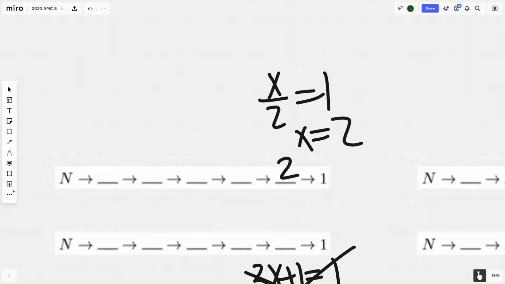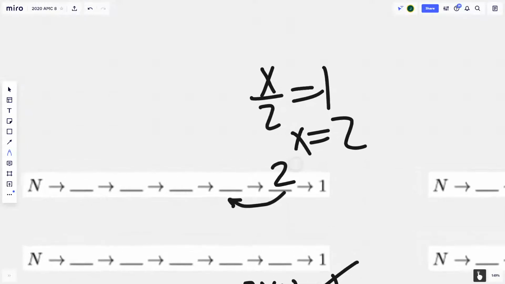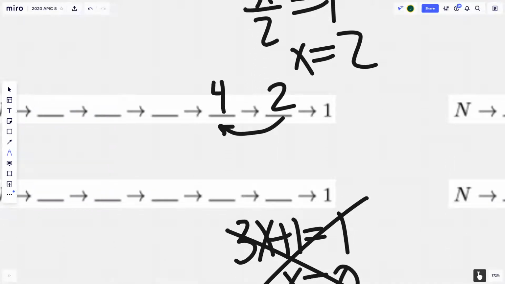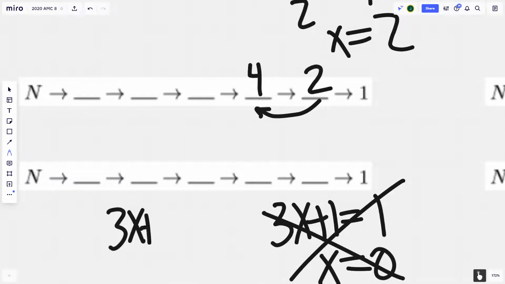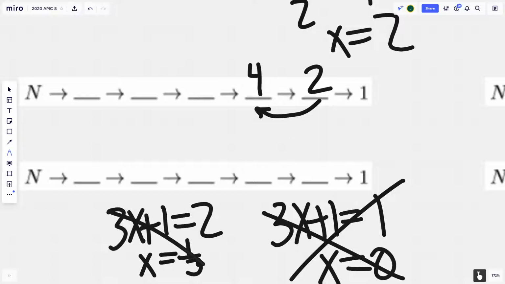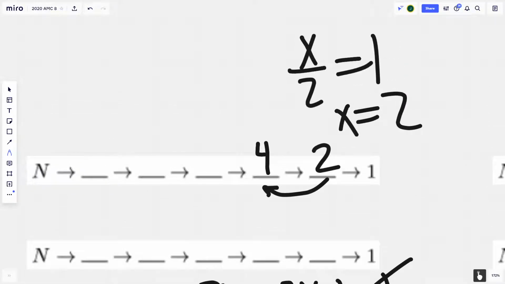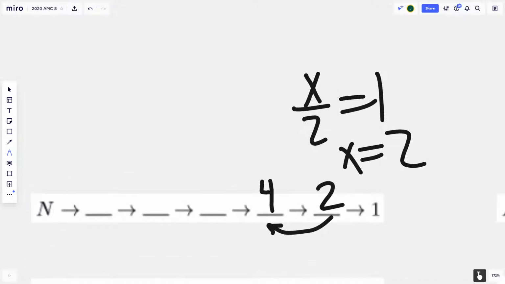So we can do this one more time and try to figure out the term before 2. Once again, either it's going to be double, in which case it's 4, or we can solve 3x plus 1, this time for 2. So let's say 3x plus 1 is equal to 2. Solving this gives the solution x is equal to 1/3, and that is not a valid solution, so we know that it has to go 4 to 1. Now we can keep doing this, and we'll see that another solution could be 8.